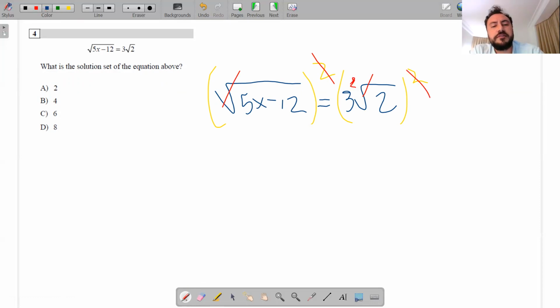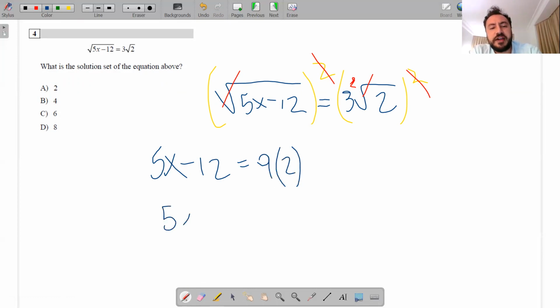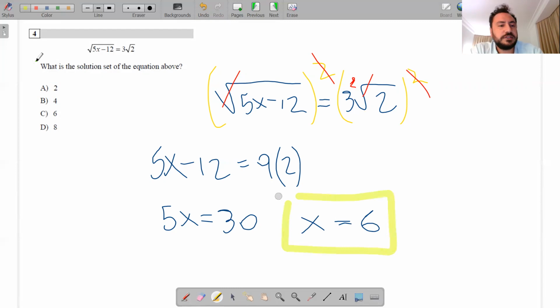So what you get is 5x minus 12 equals 9 multiplied by 2. 5x equals 9 times 2, which is 18, and the negative 12 moves over as positive 12. 18 plus 12 is 30. x will be 30 divided by 5, which is 6. That's our answer, 6. And that's it about radicals. I think I showed you everything about it.